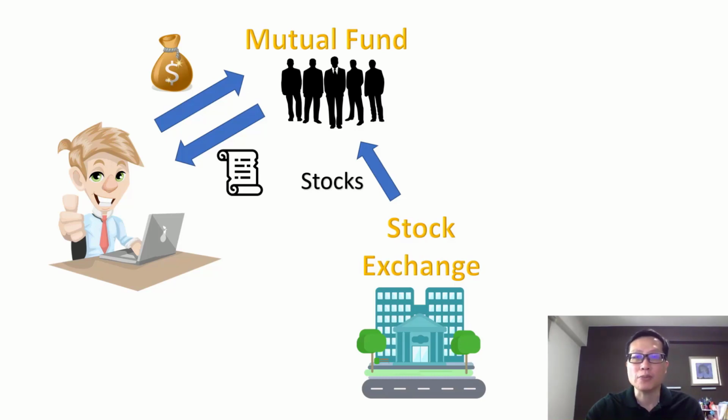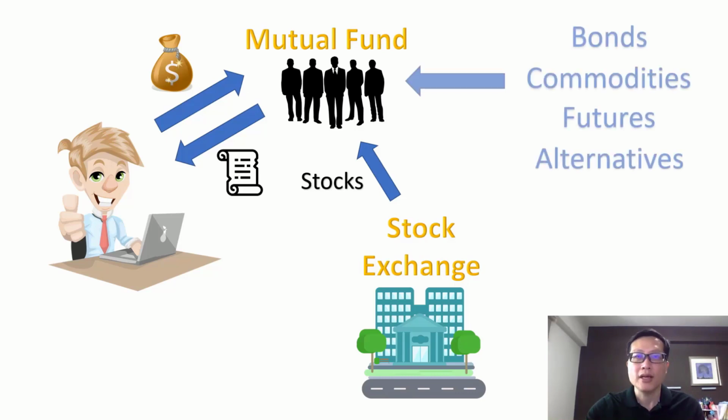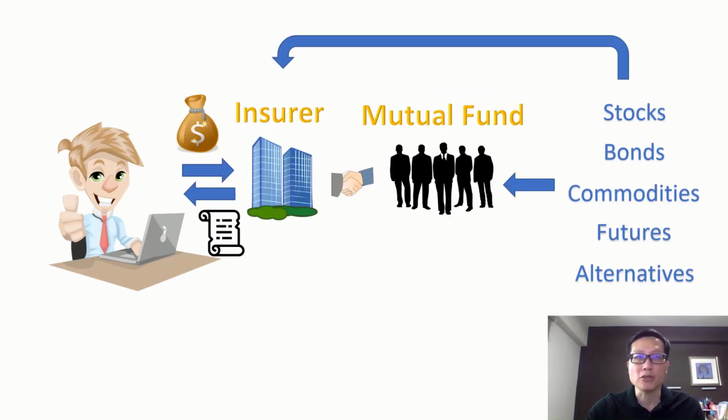The mutual fund will pool all the invested money together and invest as a collective pool into the stock market. Depending on the mandate of the mutual fund, it can also invest in other asset classes including bonds, commodities, futures, and other alternatives. An individual can also access mutual funds through an insurance company.